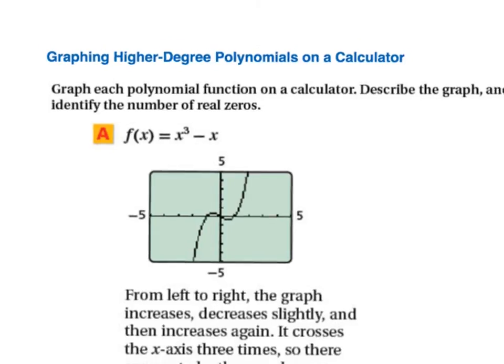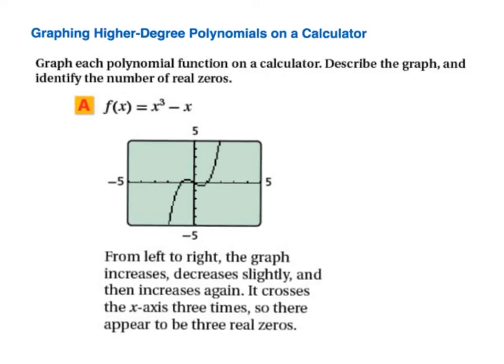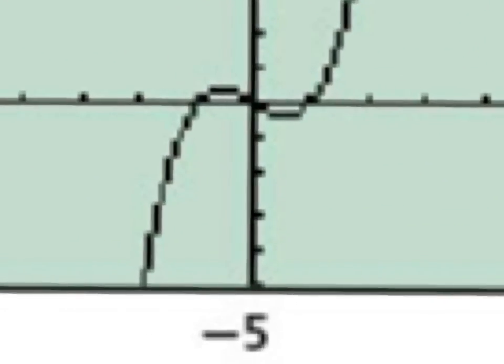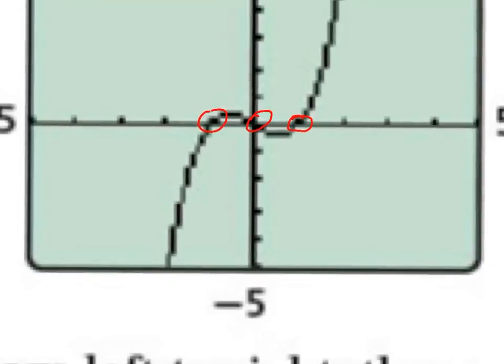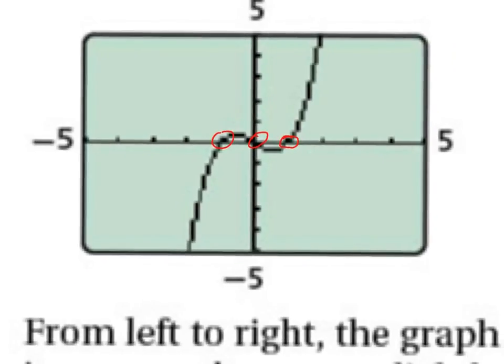So once again, the question is, graph each polynomial function on a calculator, describe the graph, and identify the number of real zeros. The number of real zeros of a graph comes from where it crosses the x-axis. How many times does it cross the x-axis? Well, on the one on the screen here, we have 1, and then we have 2, and then we have 3. It's good to know how to zoom in on these, because if it gets too bunched in, you can't really tell. On the screen in the back, that's why I showed you how to zoom it in.